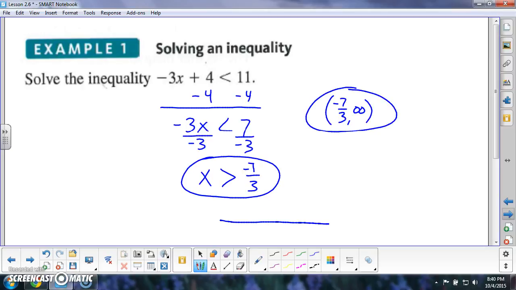And if we located -7/3, which would be someplace between -2 and -3, that would have an open circle and would shade forever to the right since it's greater than. Okay?